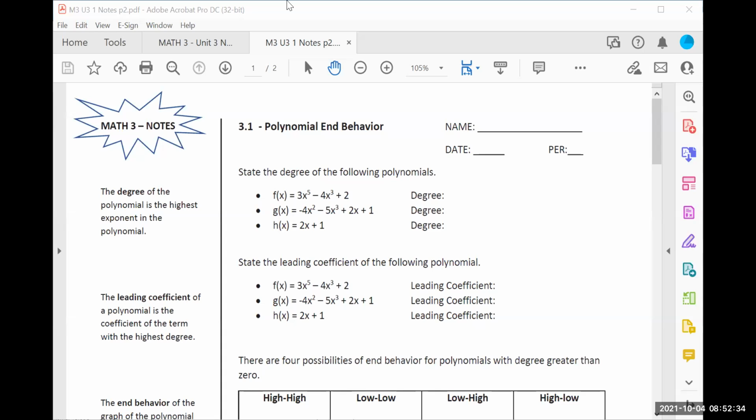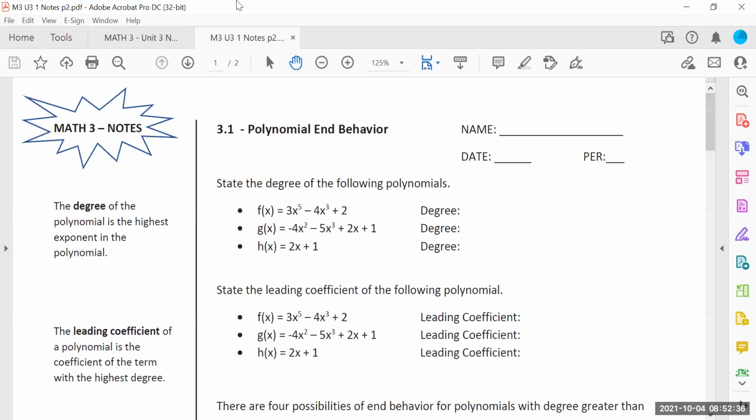All right, did everybody get both a copy of the notes and a copy of the homework? If you did not, please let me know. Other than that, we'll dive right in here. No time to waste.